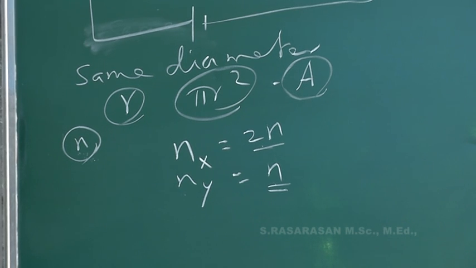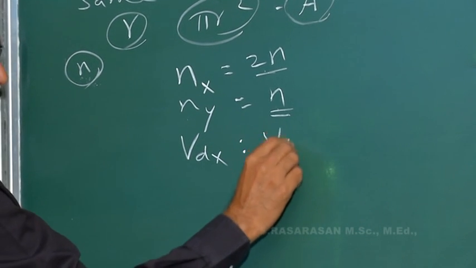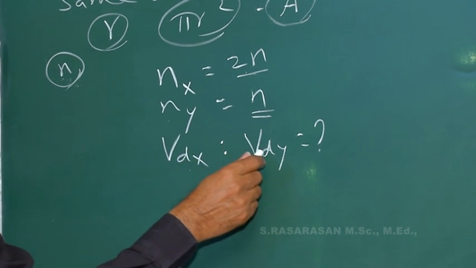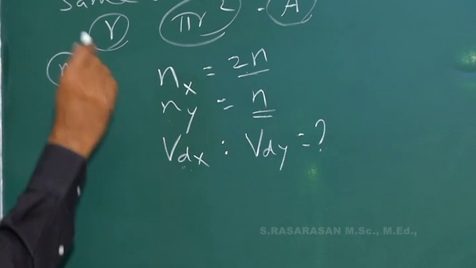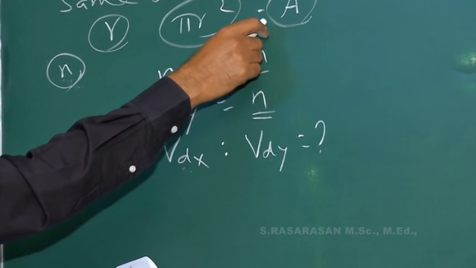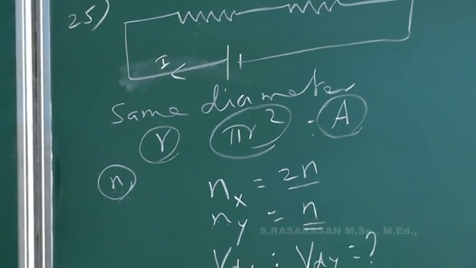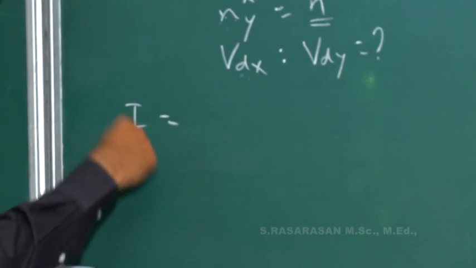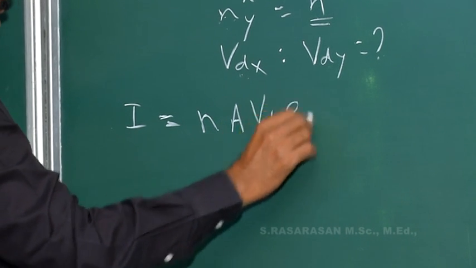The ratio of the drift velocity of the electrons, Vdx to Vdy. The drift velocity of the electron in wire X is to the drift velocity of the electron in wire Y is a question mark. So drift velocity, number density or number of electrons per unit volume, area. For all these, when the battery is connected, the current I flows. So what is the relationship between the current and drift velocity? We have already crossed this in a previous discussion: I equals n A Vd e.